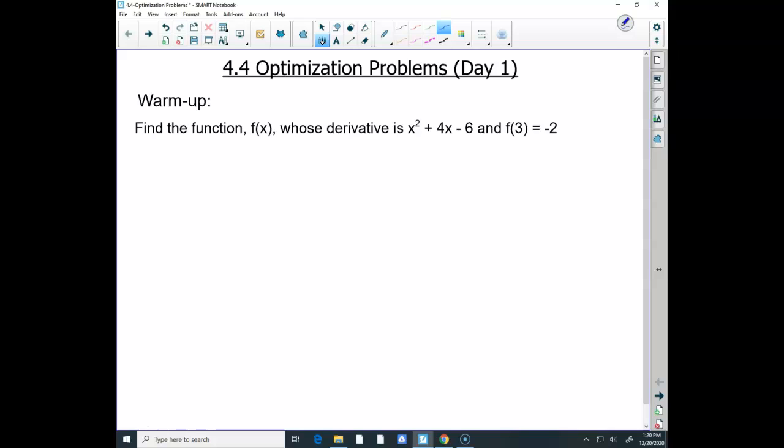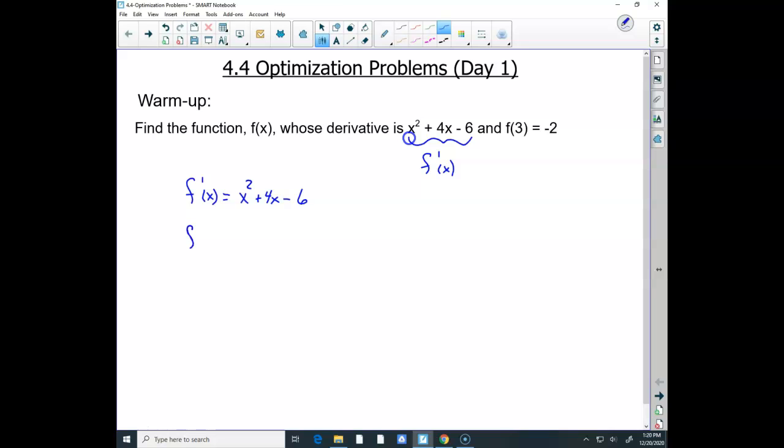Let's find the function f of x whose derivative is x squared plus 4x minus 6, and I know f of 3 equals negative 2. So remember, that's f prime of x. If I know f prime of x equals x squared plus 4x minus 6, you want to find its antiderivative. Why don't you hit pause and find it, see if you're right.